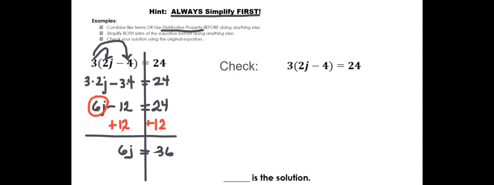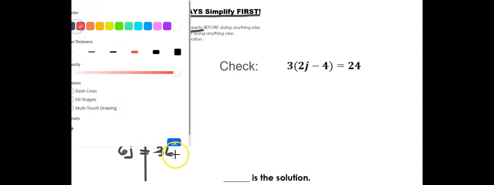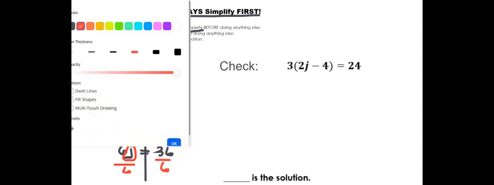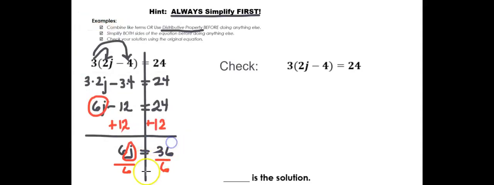And now I'm going to circle my variable because I need to isolate it. I need to get that by itself, and I'm multiplying by the coefficient of 6, so I'm going to divide by that coefficient. And then I'm going to simplify the division I just wrote. 6 divided by 6 is 1j. I'm isolating that j. And on this side, 36 divided by 6 is 6.